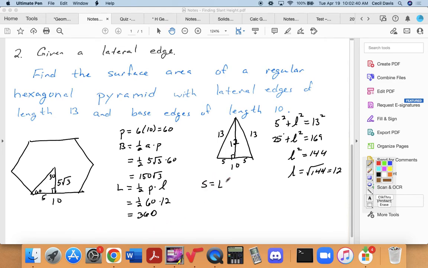The surface area is the lateral area plus the area of the base. So that's 360 plus the area of the base, which is 150 square roots of 3. And we can't combine unlike terms. Some people say that you can't add unlike terms. That's just wrong. You can add unlike terms. I just did. You just can't combine them when you add. Okay? And then the units on this, oh, no units were given. I don't have to put units on the answer.